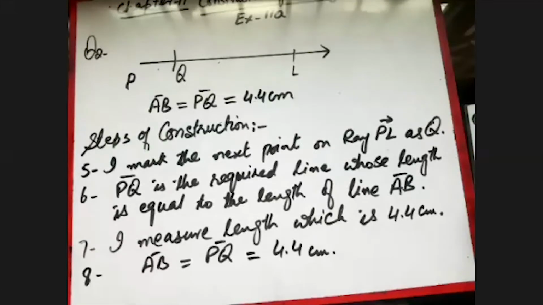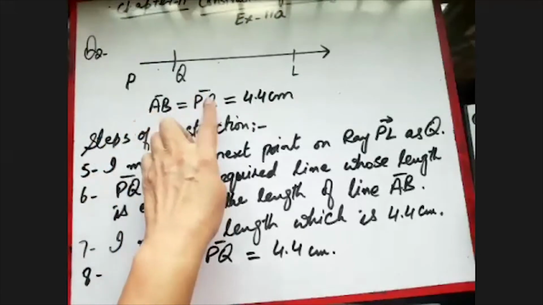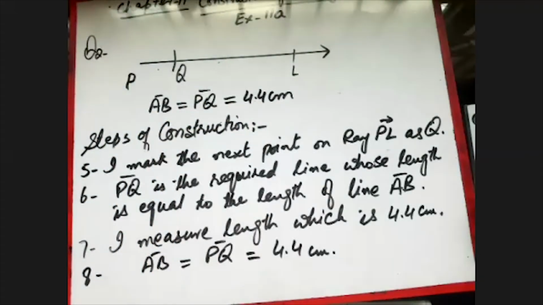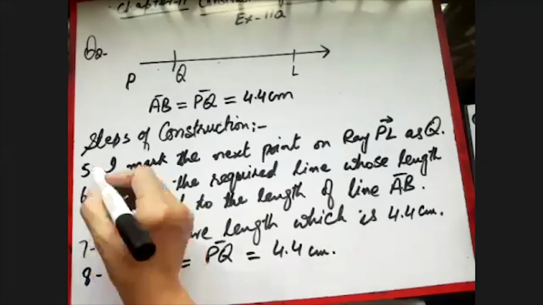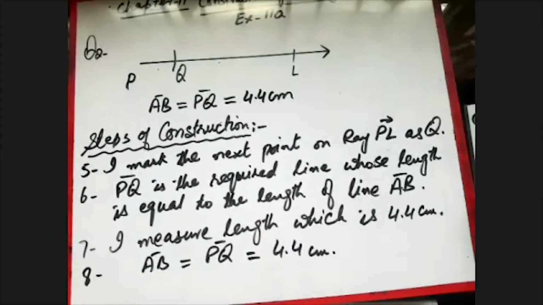Question number 3. You will work with pencil and using ruler and compasses on the plain page. Draw the figure and write down the line AB equals PQ equals 4.4 centimeter on the notebook, and then you will write down the steps of construction on the next page, which is opposite to the plain page, having lines upon it. Write down all the steps of construction in your own words on the page with lines.